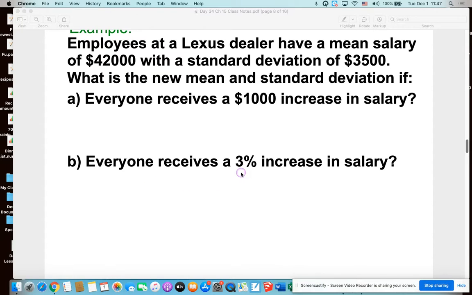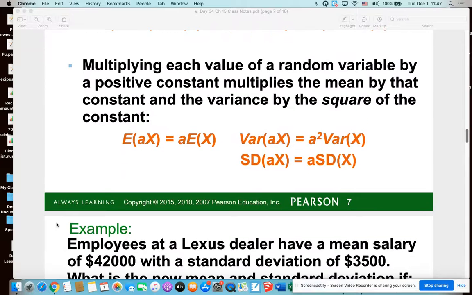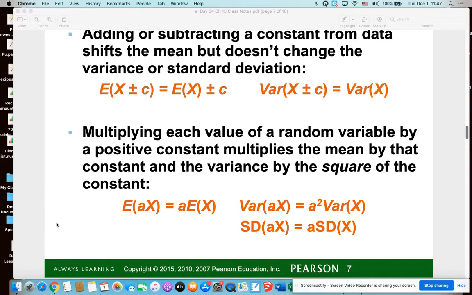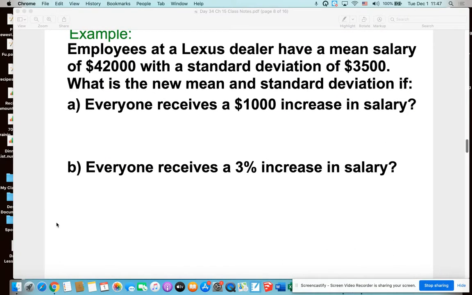If everyone receives a 3% increase in salary, so the first one is you're adding 1,000 to everybody's salary. The second one is you're increasing everybody's salary by 3%. So that's a multiplier. All right, if you want to solve this on your own first, pause the video, and then you can come back and look at the solution. Of course, you're using these formulas here, right? Okay, here we go with answers.